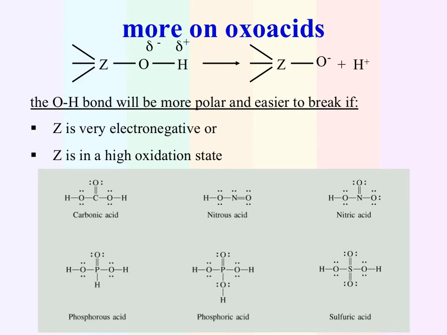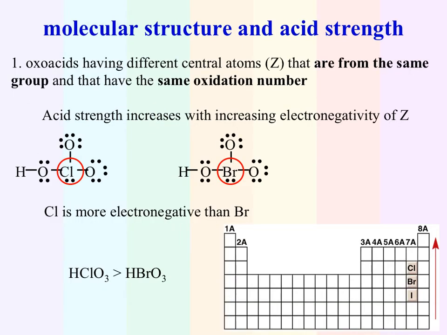So let's go ahead and look at a few examples. Oxyacids that have different Z central atoms that are from the same group and have the same oxidation number are going to be directly related to the electronegativity value. So the acid strength is going to be dictated by electronegativity. Why? Because these all have the same oxidation number and they're all in the same group, so the comparison can be made directly. The higher the electronegativity, the more polarizable the OH bond is going to be.